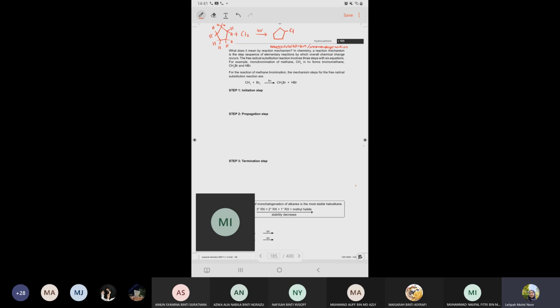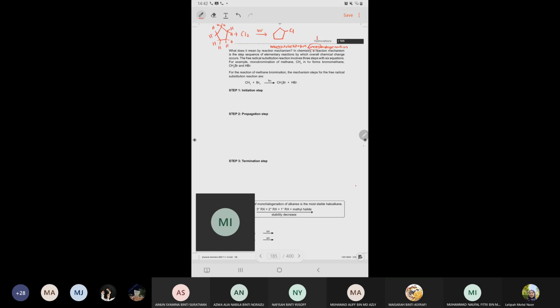Monosubstitution maksudnya ialah hanya satu hidrogen sahaja yang kita tukar ganti dengan halogen. So that's why the product is chlorocyclopentane. Boleh? Okay, boleh madam. Thank you. So mono ni maksudnya satu. Tukar ganti dengan satu halogen, so hydrogen tu satu je kita tukar. But actually this reaction can proceed until all the hydrogens are substituted, kalau kita tak buat termination step. Now let's go to the next question.